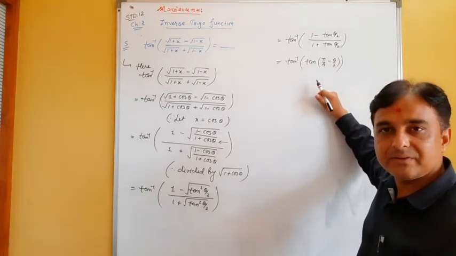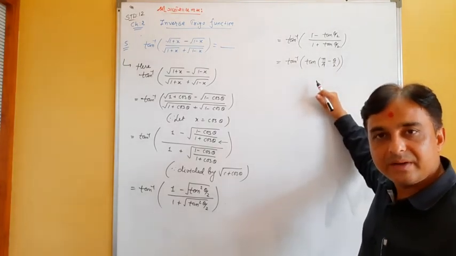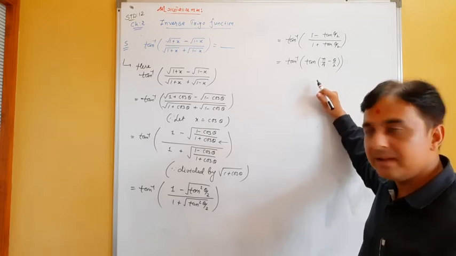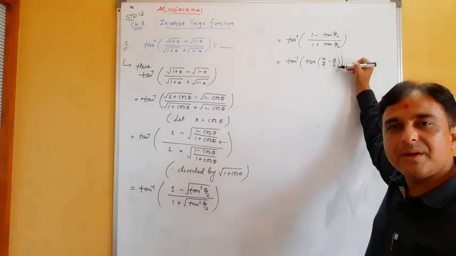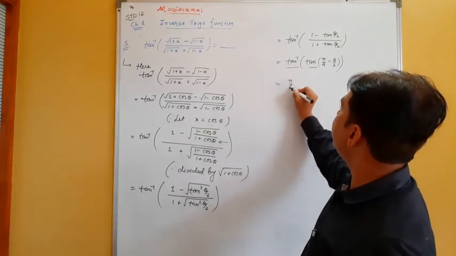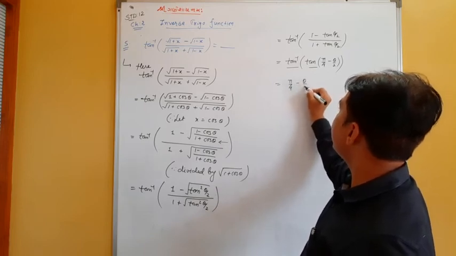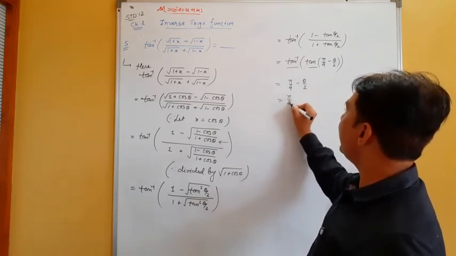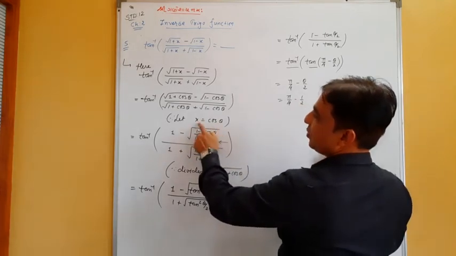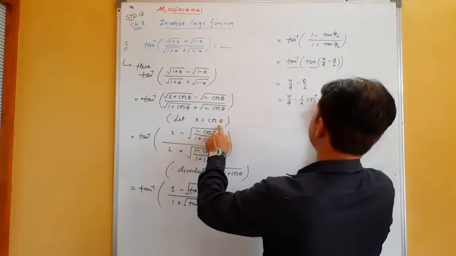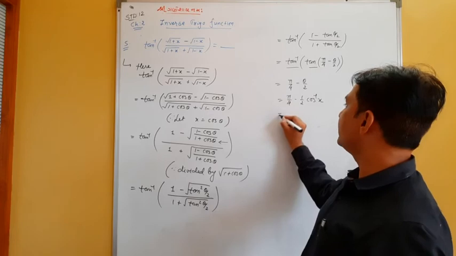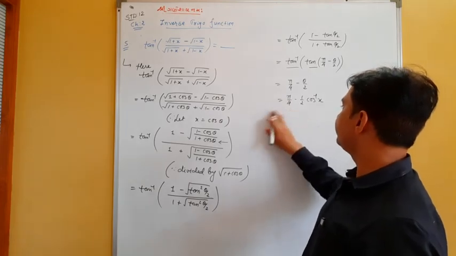In the last lecture we have discussed that (1 minus tan theta) upon (1 plus tan theta) is tan (pi by 4 minus theta). So here theta by 2, pi by 4 minus theta by 2. Now tan cancels. The answer will be pi by 4 minus theta by 2. Now substitute the value: 1 by 2 and theta is cos inverse x. Pi by 4 minus 1 by 2 cos inverse x. This is our answer.